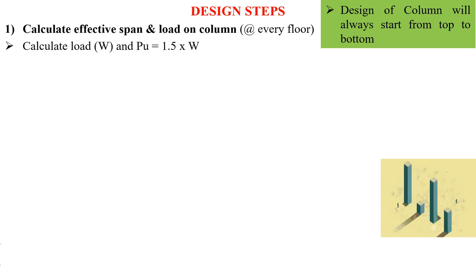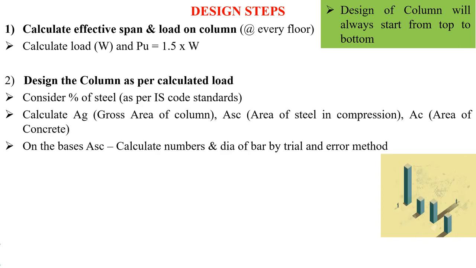Effective span means, for example, if you're referring to the working drawing or any numerical has been given to you, and we consider the load on my column from a beam, if they give the inner to inner distance of the beam, that will be a clear span. I need to calculate the effective span, meaning the center to center distance between the supports, and then I am able to calculate the load on the column. Then I should be able to calculate the design load, that is Pu, which equals 1.5 times the load.